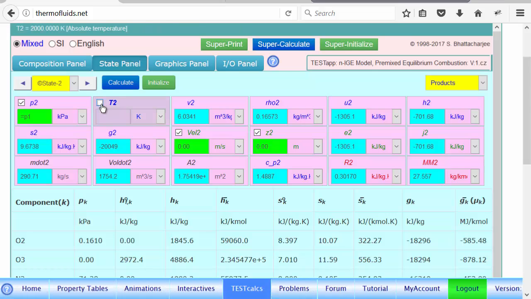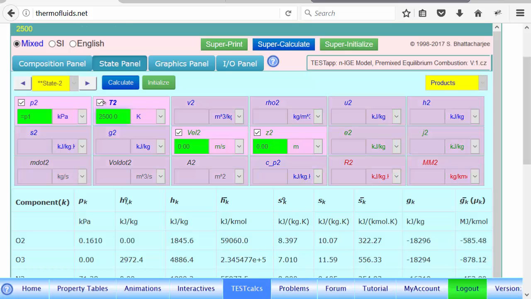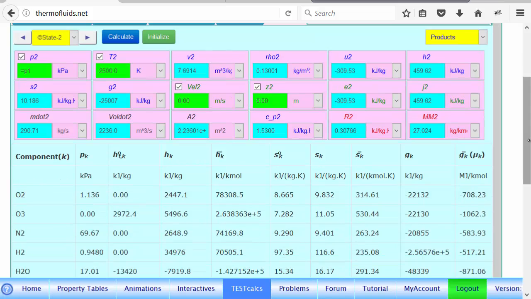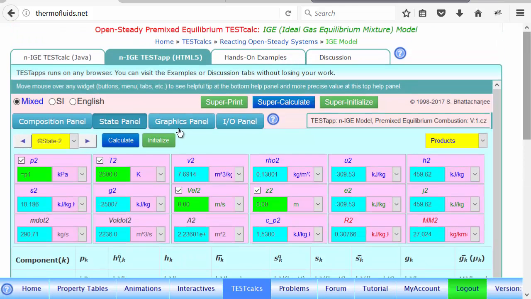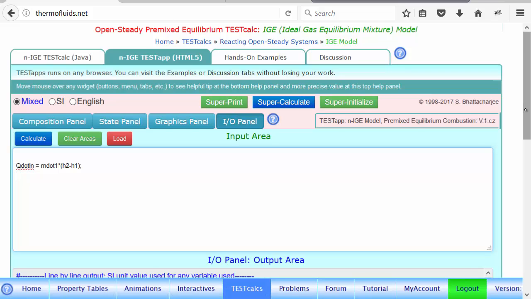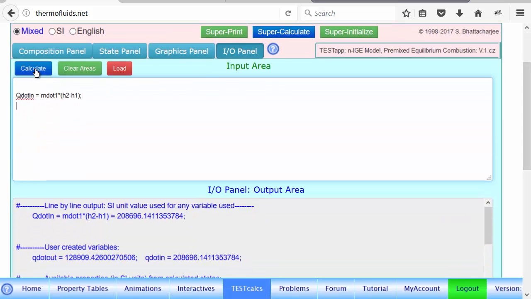So let's increase it. Let's make it 2500. Redo the composition. So everything is now recalculated, the product's composition and enthalpy. Go back to the I/O panel. Notice that it was negative, and if we calculate now, it's positive, which means we are now heating the mixture. In other words, to get 2500 at the exit, not only is combustion taking place, but we have to add heat. So obviously the correct adiabatic equilibrium flame temperature lies between 2000 and 2500.